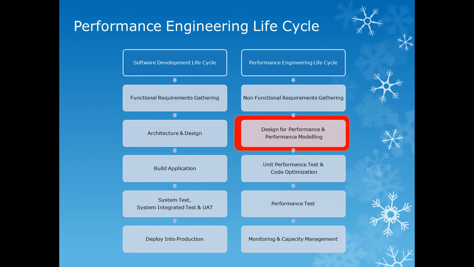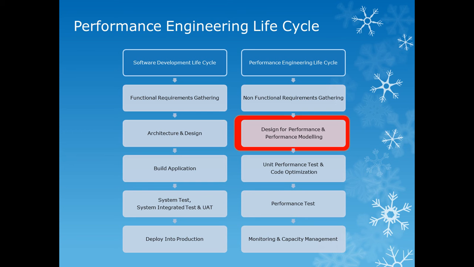So for those of you who have seen this for the first time, the performance engineering lifecycle is a set of tasks that are aligned with the corresponding tasks across the development lifecycle. Now, the performance lifecycle consists of a set of tasks, techniques, roles that are focused on addressing the non-functional requirements.